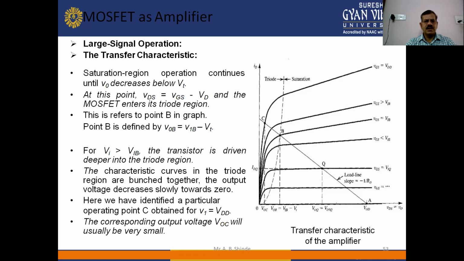For Vi greater than ViB, the transistor is driven deeper into the triode region. The characteristic curves in the triode region are bunched together. The output voltage decreases slowly toward zero. Here we have identified a particular operating point C obtained for voltage Vi equal to VDD. The corresponding output voltage V0C will usually be very small.